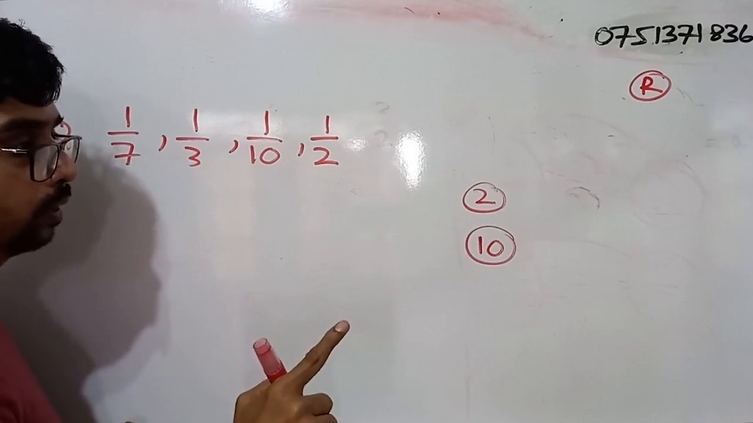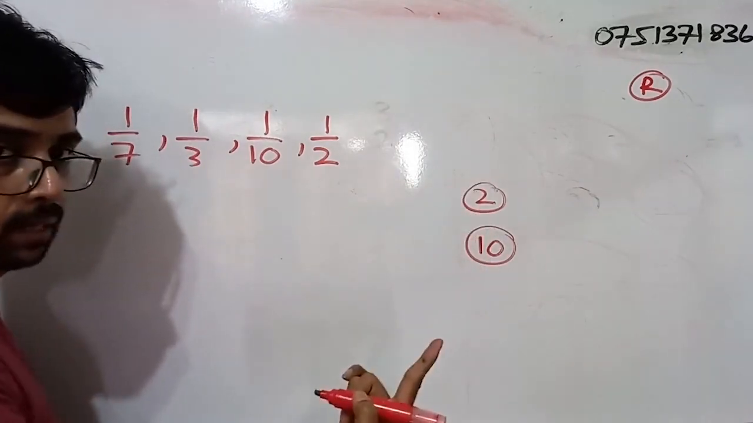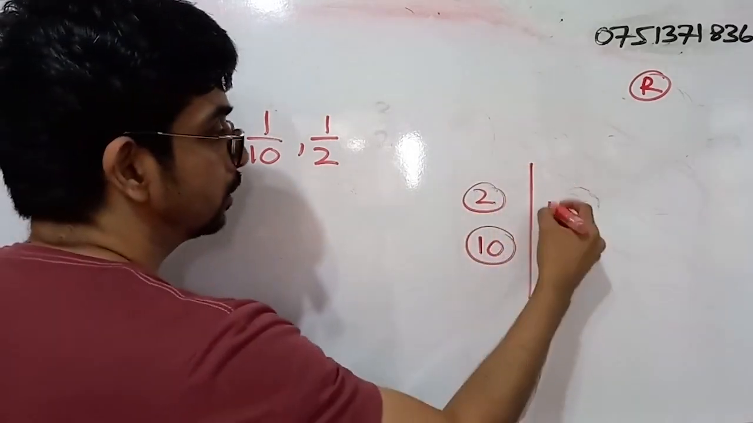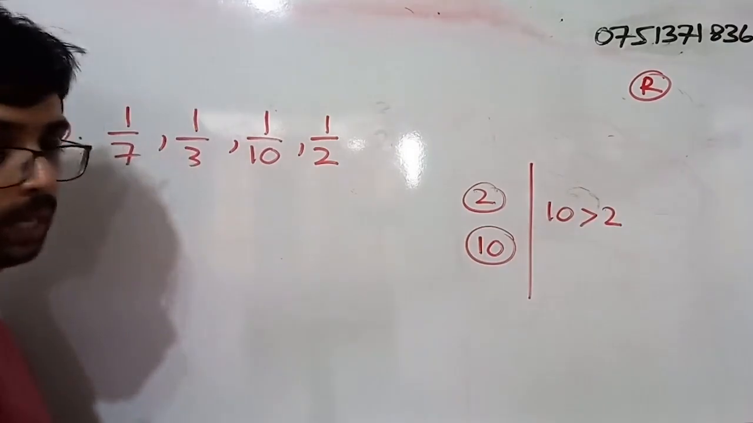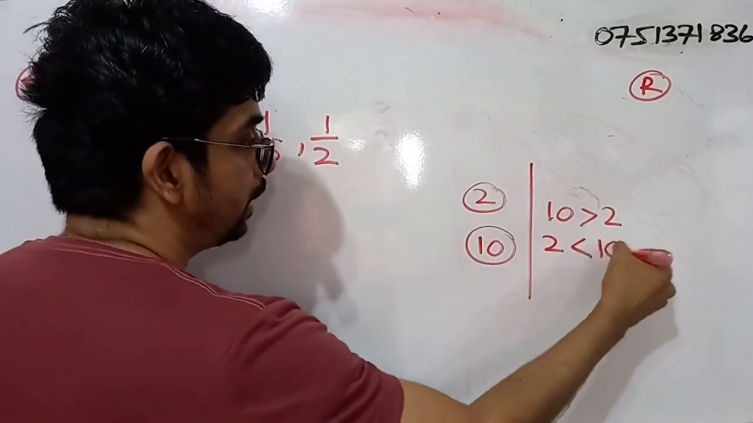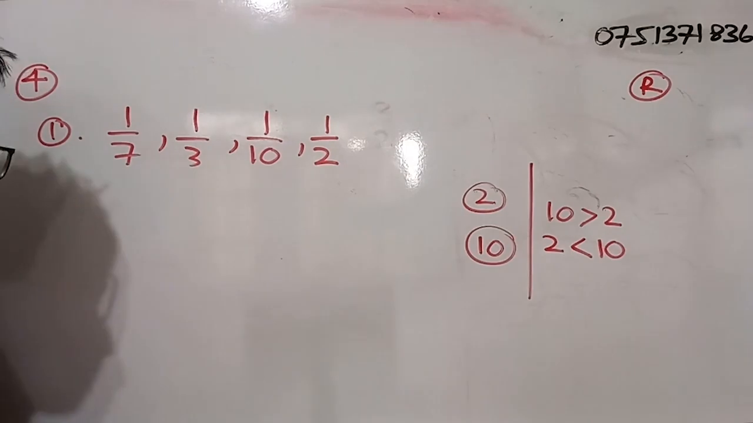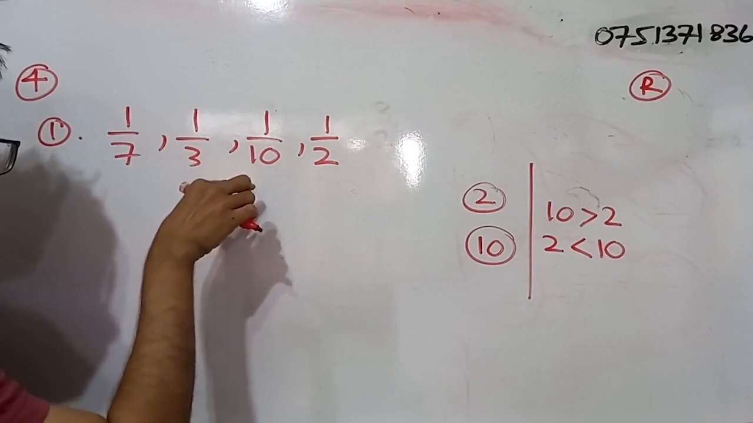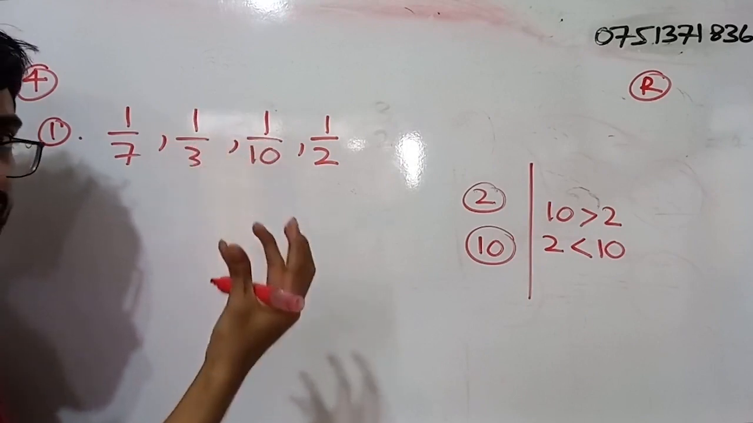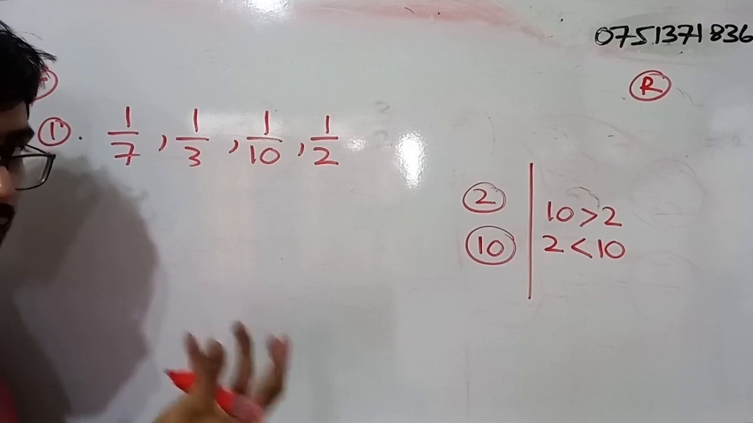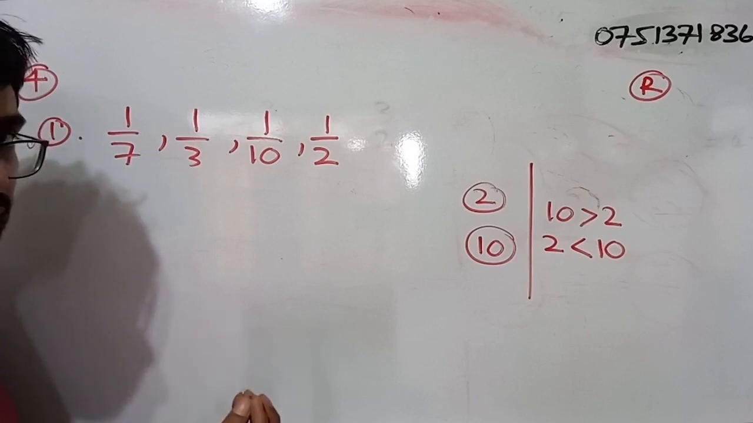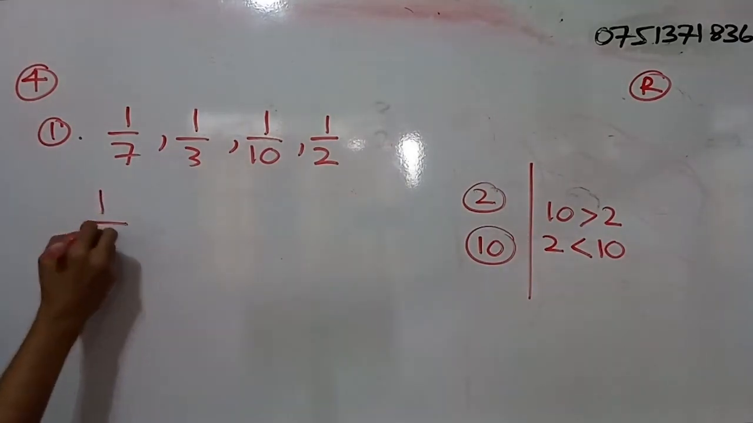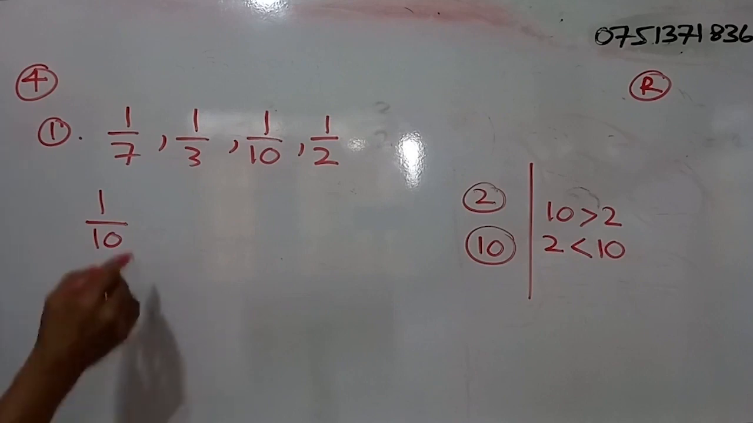We know, imagine that these are integers. We know that 2 is less than 10 or 10 is greater than 2. But in fractions, what happens? The reverse. You have to focus on the denominator. The fraction which has the larger number is the smallest fraction. Those are the smaller fractions. So in that manner, 1 by 10, that is the smallest fraction.